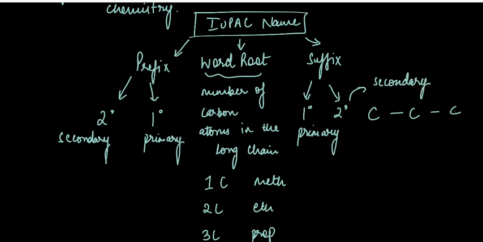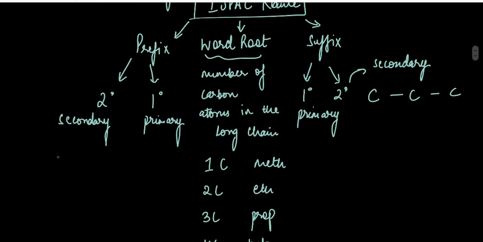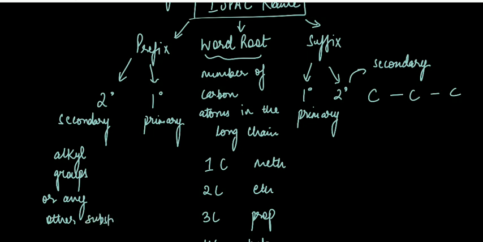Now what are these? If we have alkyl groups, I'll explain in a minute, or any other substituents, we'll discuss substituents later. The primary prefix, just one example I'm taking here, is cyclo. If you have a ring structure, any group attached to the ring will be written first, then comes the cyclo, then the word root, and then the suffix. I'm just giving an overview here.